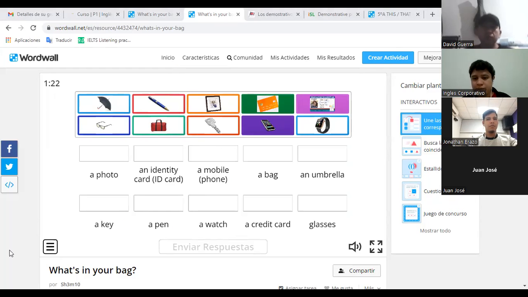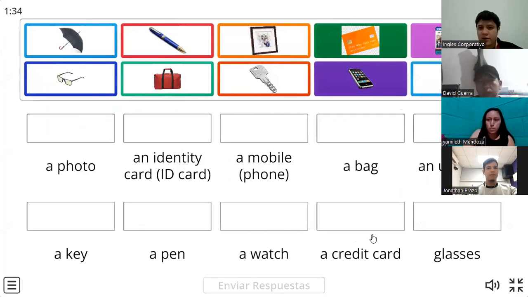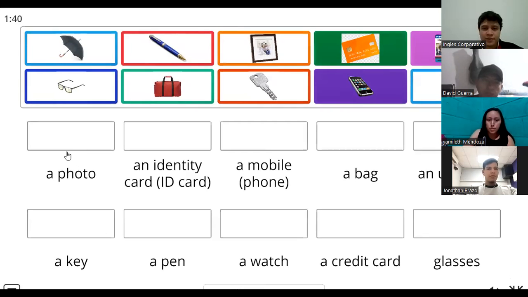Okay. If you have any question, guys, let me know, okay? Si tienen alguna pregunta, déjenme saber, okay? So, perfect. So, guys, meanwhile, para mientras los que están terminando, let me help you, okay? So, we have the first one. It says a photo. So, a photo, guys, is una foto, right?